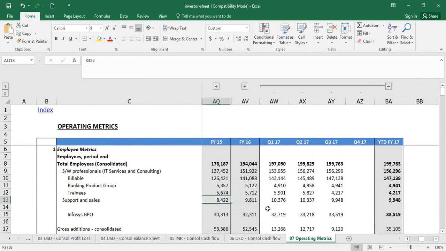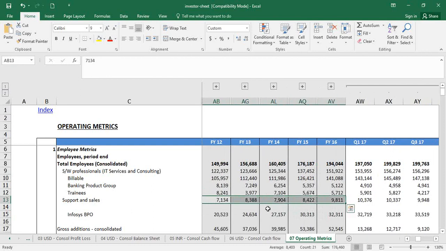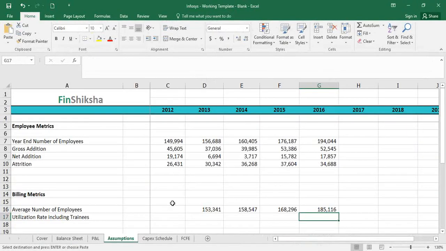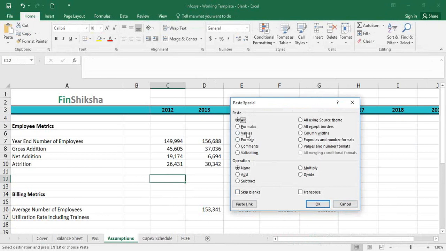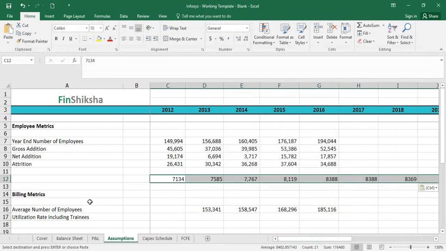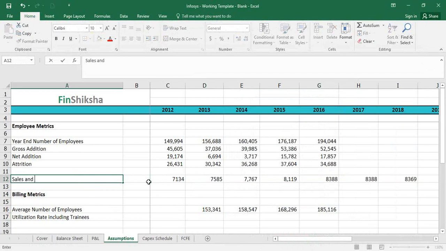So it's important for us to find out the sales and support guys. This is the data we need. And why do we need this data? Because Infosys does not use this data in calculating its utilization rates, because these guys are never going to get billed. So there is no point in calculating the utilization rate on these guys. So we just paste the values of these people. These are the sales and support employees.